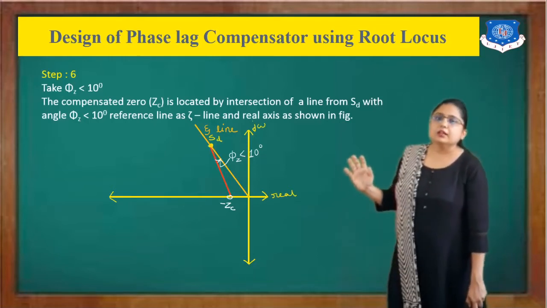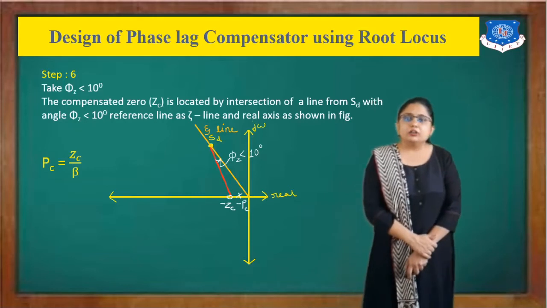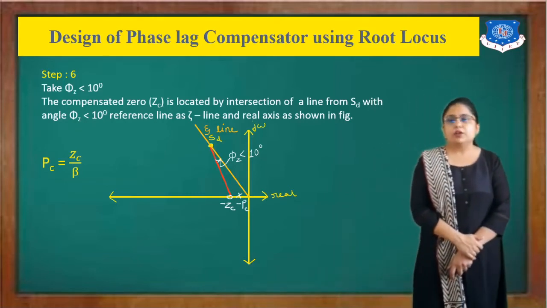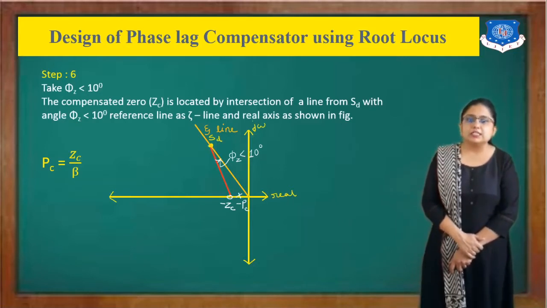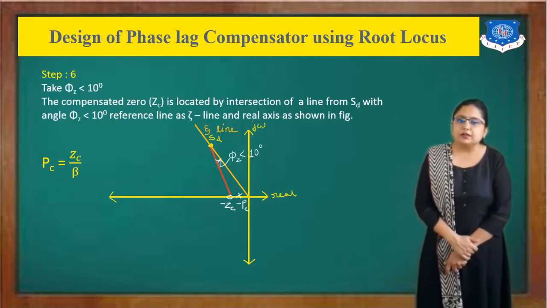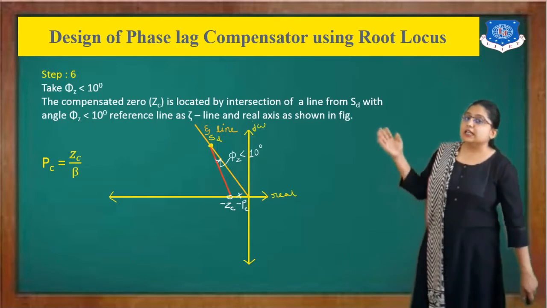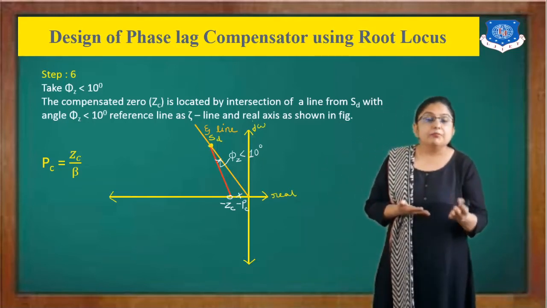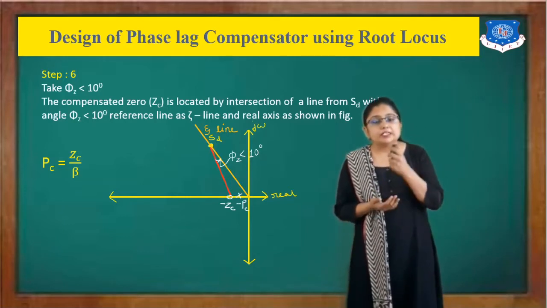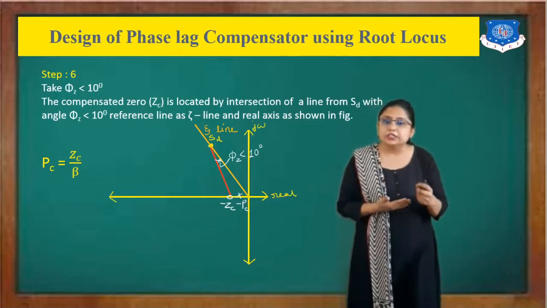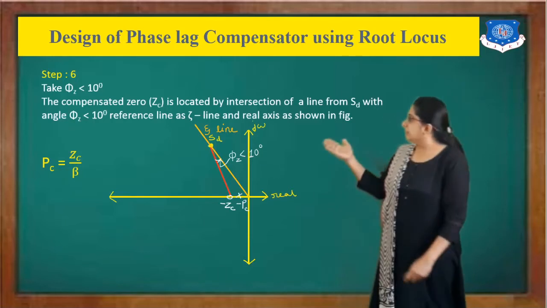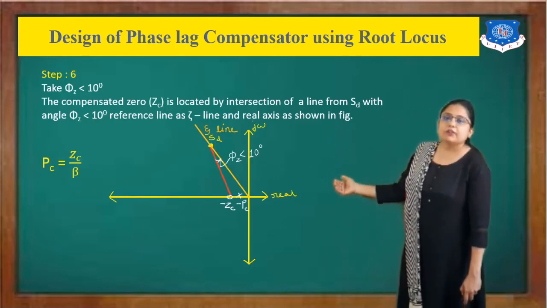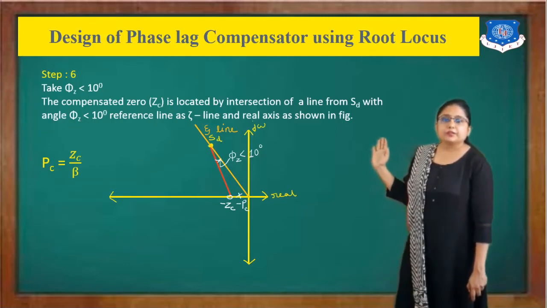Okay. Now you have to find out the PC, and you will get PC with the help of the equation: PC equal to ZC divided by beta. And as we know, in a lag compensator the pole is near to the origin, but in a lead compensator the zero is near to the origin. Here you will get the value of PC equal to ZC divided by beta.